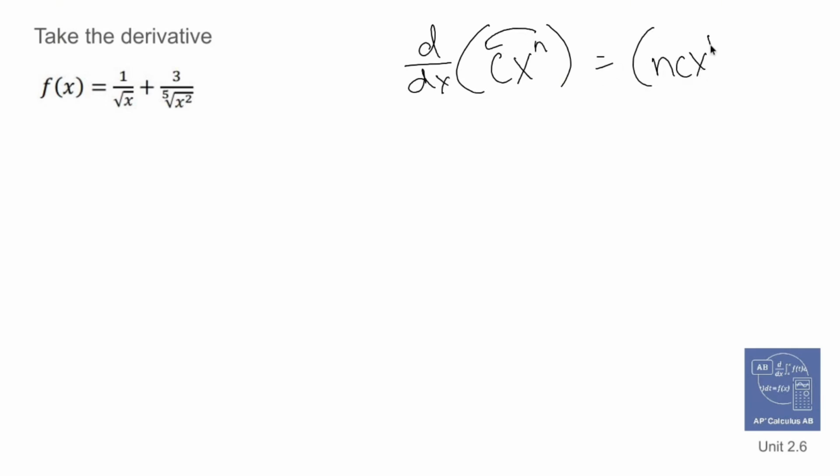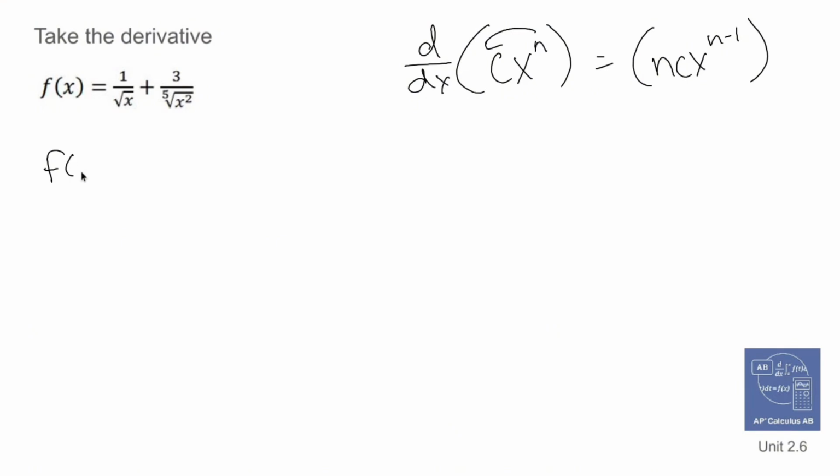Take the derivative of f of x equals 1 over the square root of x plus 3 over the fifth root of x squared. This is going to use the power rule. Now, the power rule says that if I were to take the derivative of something in the form of c times x to the nth, you drop the n down and multiply it to that c, and then you subtract 1 from n. This, though, and these guys don't look the same at all.